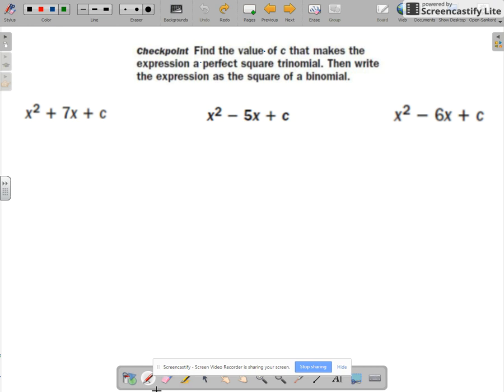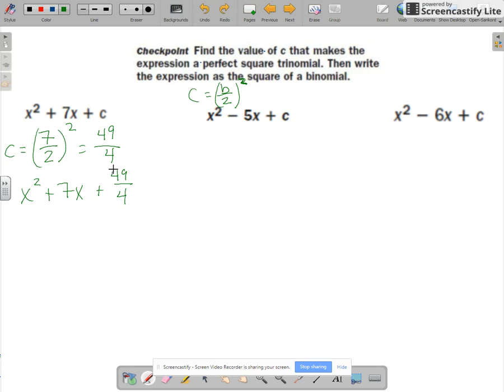Okay, so we just said in part 1 that our c value is always going to be b divided by 2, quantity squared. So to find our c for each of these, we have 7 divided by 2, quantity squared. Square each of these. 7 squared is 49, 2 squared is 4. Our new expression would then be x squared plus 7x plus 49 over 4.